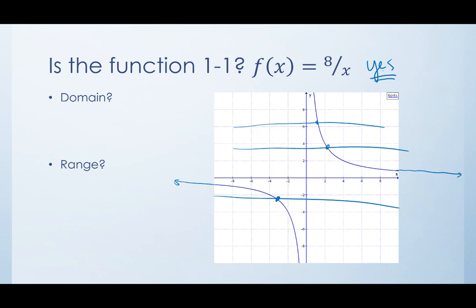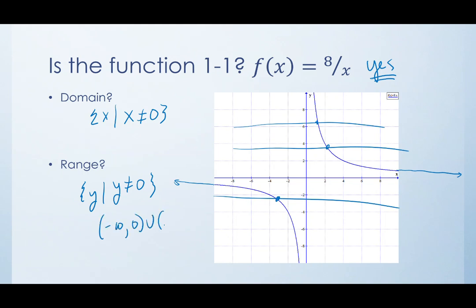What's the domain? We need to throw out anywhere where we divide by 0, which is going to happen when x equals 0. So we cannot have x equals 0 in our domain. For our range, we're going to do the same thing, because we notice that there's a gap here: we're never going to be able to get 0 out of the function. So we're going to say the set of all y such that y is not 0. Or you can write it in interval notation: negative infinity to 0, union 0 to infinity. Your choice.